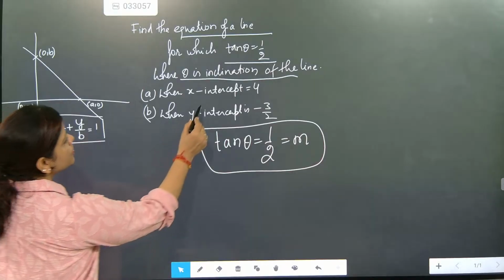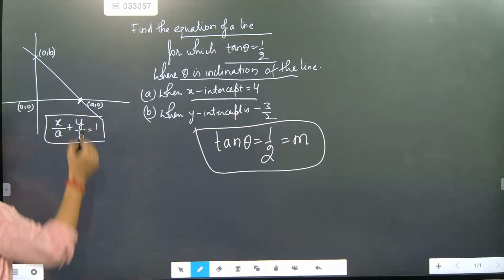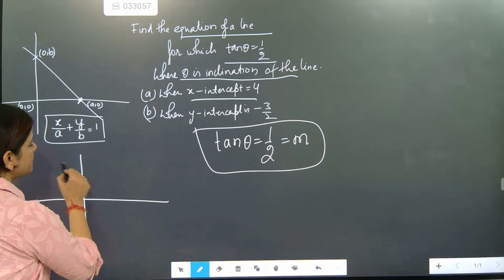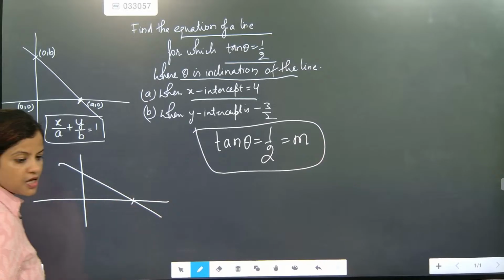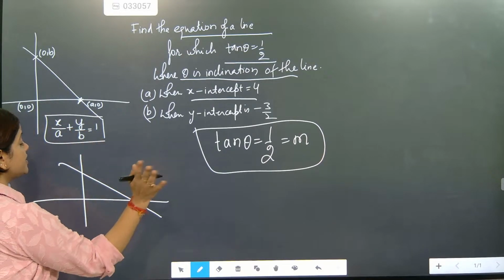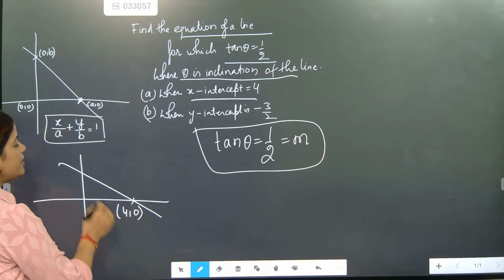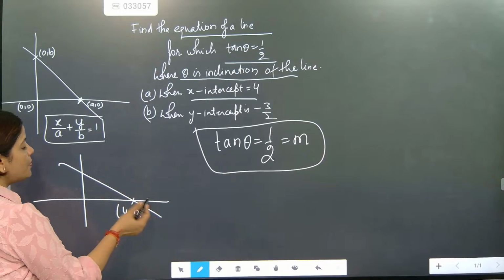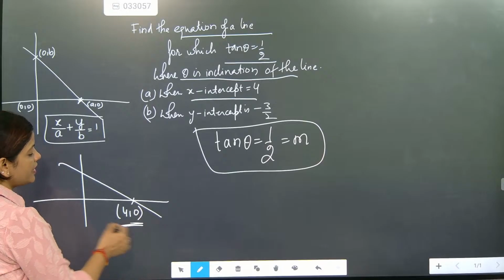The slope is 1 by 2, so the x-intercept is 4. X-intercept means the line is intercepting the x-axis. The moment the line intercepts the x-axis, what exactly is coming, beta? It is coming as 4 comma 0. The slope is exactly given as 1 by 2. Got it? The x-intercept is coming as 4 comma 0.